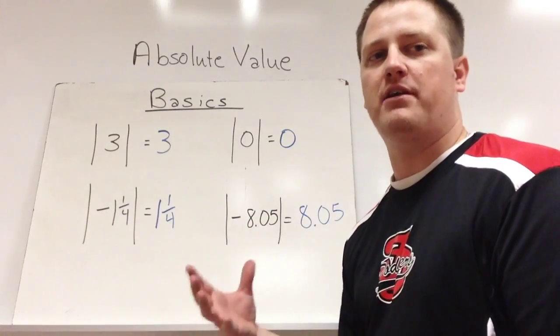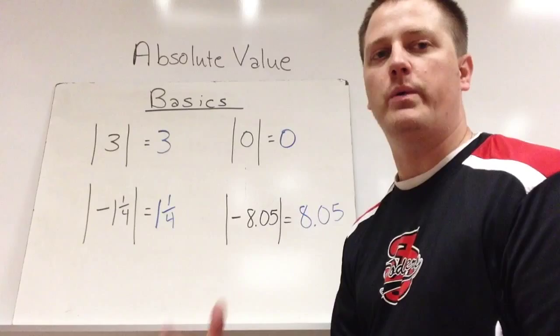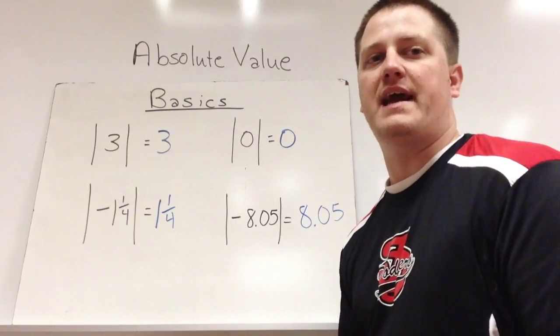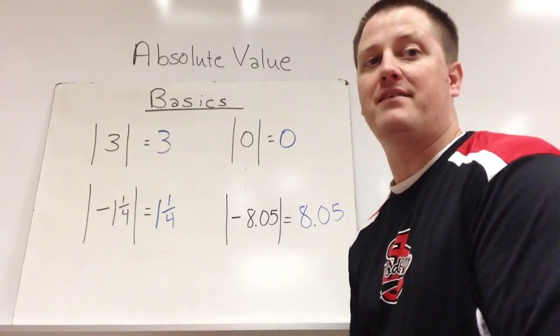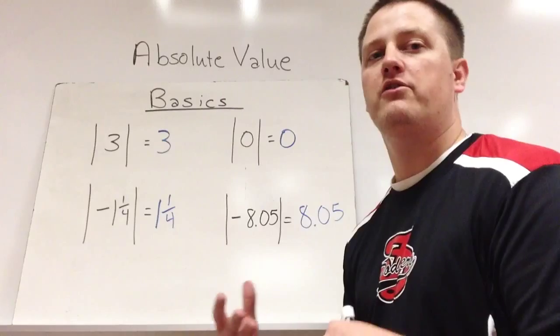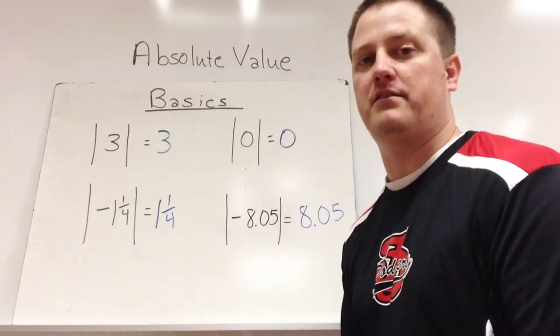Now if you look at these four answers, you'll notice none of them are negative numbers. Absolute value is never negative. It's always positive. We never measure a distance as negative. No one grows -4 inches. They grow positively. So distances are always positive. So absolute values are always positive.